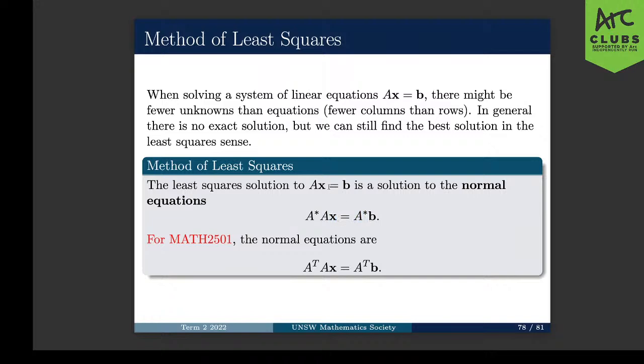And again, when we usually deal with this, we always talk about the standard inner product, so A star is just the conjugate transpose. For MATH2501, I don't think you deal with complex vector spaces, so the conjugate transpose is just the transpose. Okay, so all we need to do is just solve this equation.